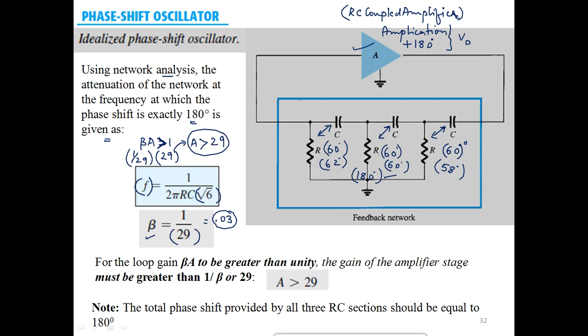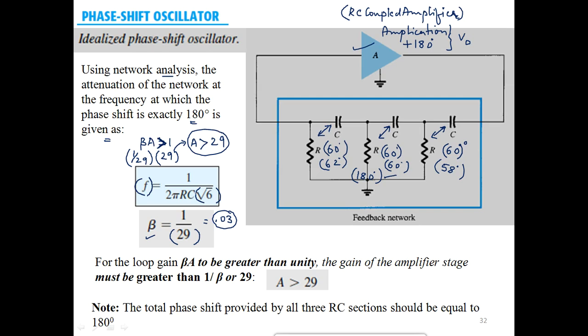What do we mean by that? This particular amplifier must be capable of amplifying the input signal by at least greater than 29 times with respect to the input signal. Okay, in turn, what does that mean?